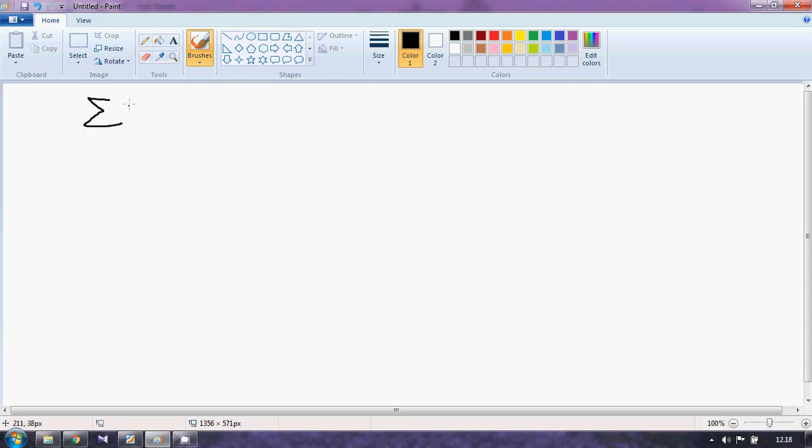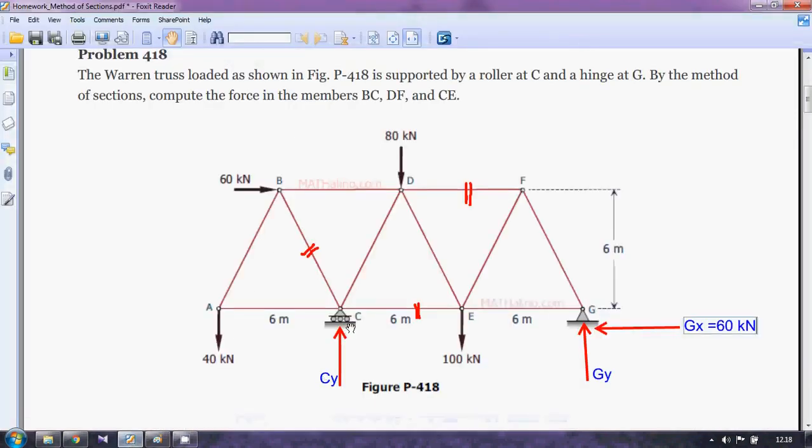So summation MC equals to 0, and I will take clockwise moment as positive. Okay, fine. So I will take a moment at C point, so Cy will not come.